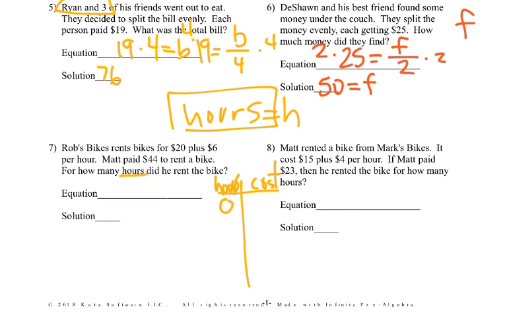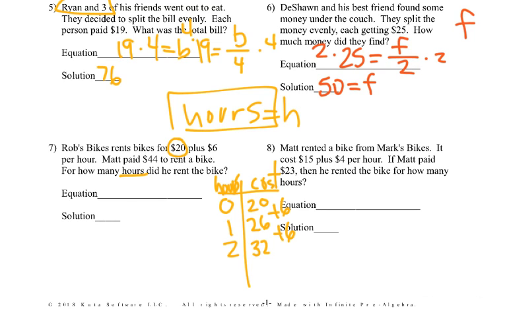So if he just rented a bike but didn't use it for any hours, how much would that be? Well, that would be $20. If you just went there, rented a bike and gave it back, it would cost you $20. Then if we used it for 1 hour, it would cost that $20 plus another $6, so it'd be $26. If we did 2 hours, we'd add 6 again, and we'd get 32.